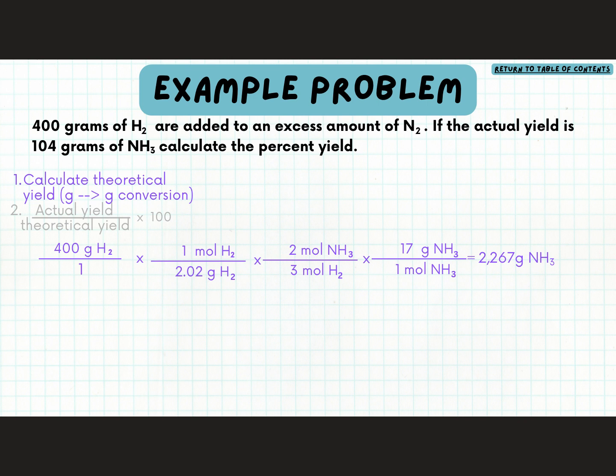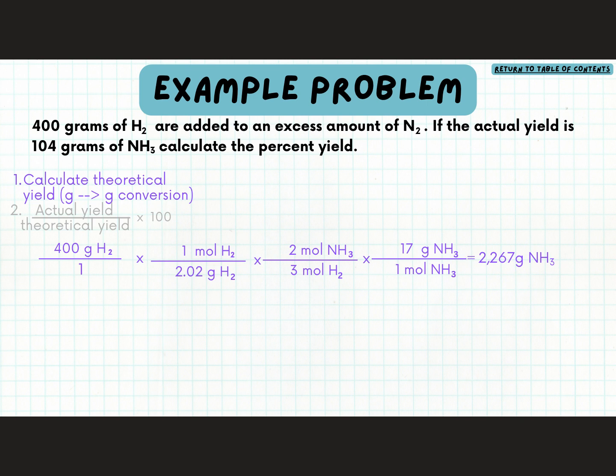So this right here is the grams to grams conversion. If you are like, oh my gosh, how did we get here? Please go back and watch lesson number 3 about multi-step conversions, because this is a multi-step conversion and it'll explain how to do what you see here in purple right here. So we got 2,267 grams when we went from 400 grams of H2 to grams of NH3.